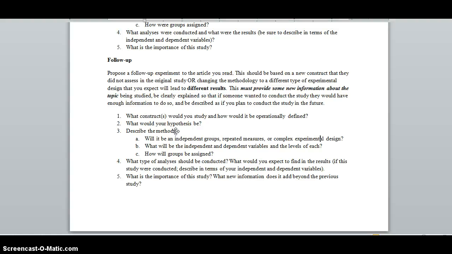So basically what I'm looking for in your results are for you to describe it in terms of your independent and dependent variables. And then lastly, what is the importance of the study? What new information does it add beyond the previous study?